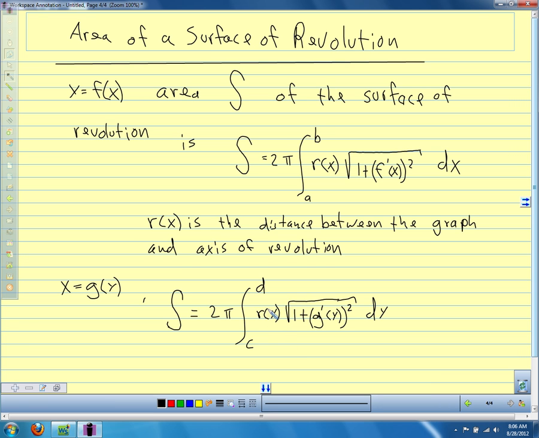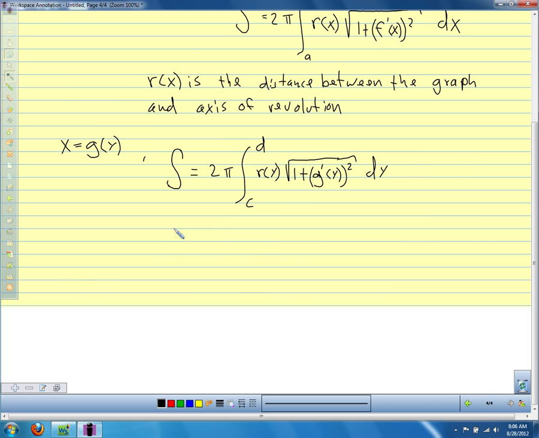Question? Can we pull the r out in front of the integral? No, because here r is a function of x, and we're integrating with respect to x, so it's going to be part of the integrand. And down here r is a function of y, and we're integrating with respect to y, so that becomes part of the integrand. I'm just going to say r of y is the radius of revolution.